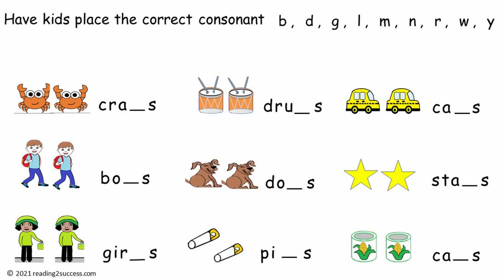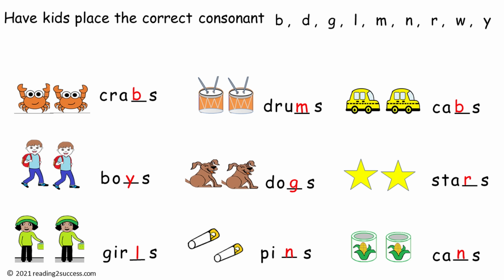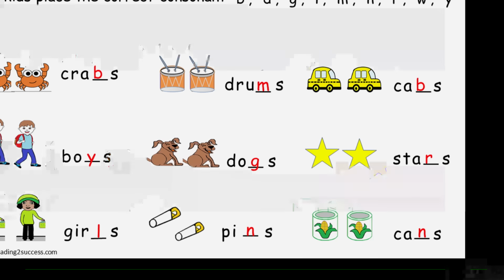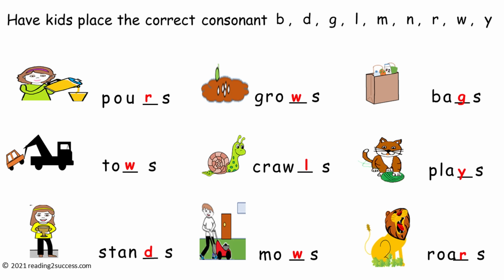Now have kids place the correct consonant before each S to make plural nouns and to have the S say the Z sound. This is the completed example. Now have kids place the correct consonant in each word to make the verbs and have the S make the Z sound. And this is a completed example.